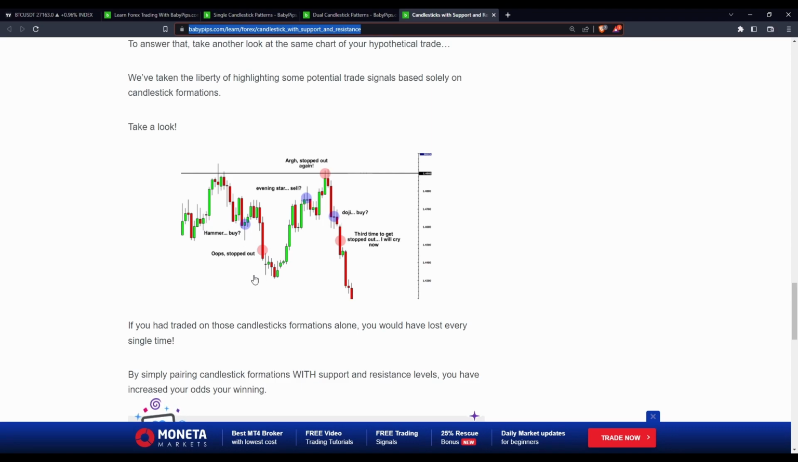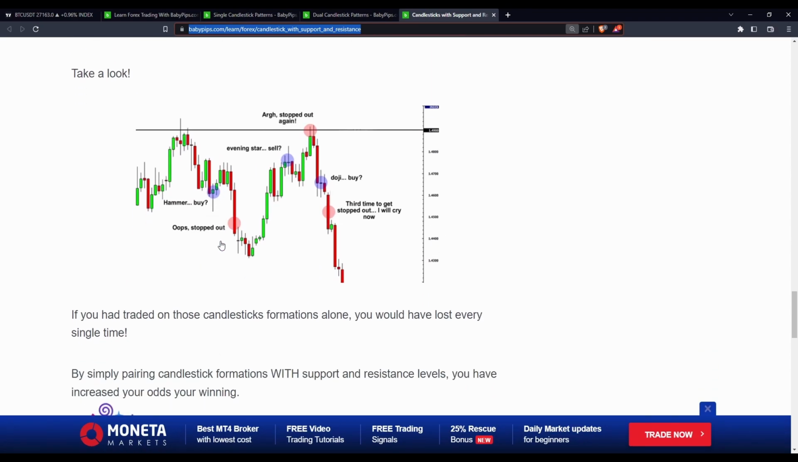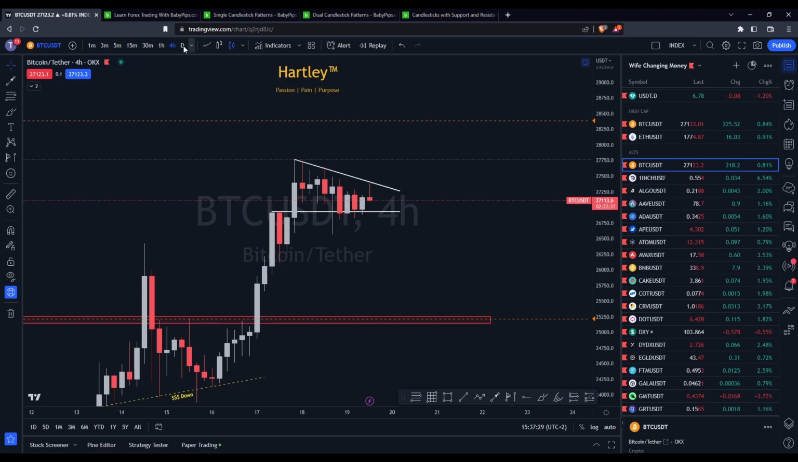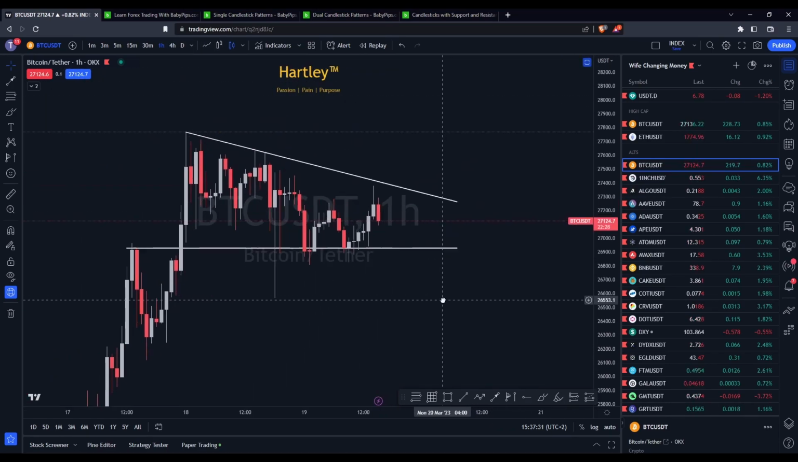But over here, this is very important as well. You see a hammer buy, question mark, stopped out. Evening star sell, stopped out again. Doji buy, stopped out. Right, you see how candlesticks alone are not giving you enough bias to take a buy or sell. You need to understand market structure. Where are the areas of resistance in the market? Where are the areas of support? It's only good to start using these patterns when you can see areas of support or resistance, right?